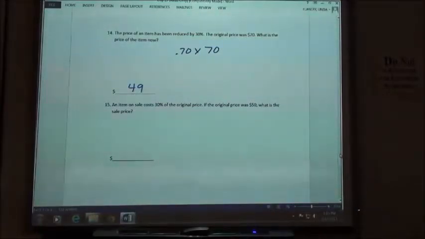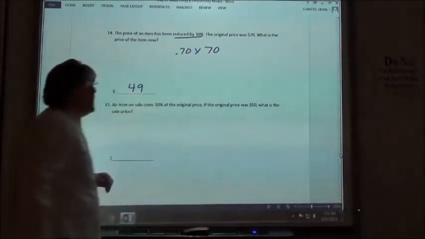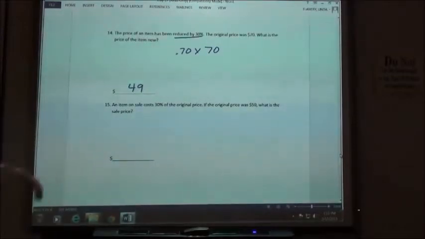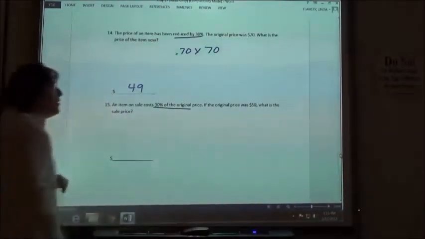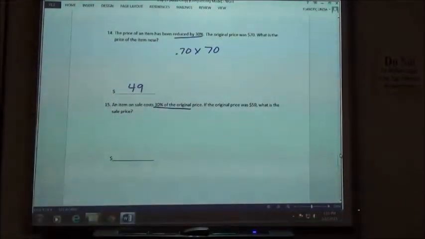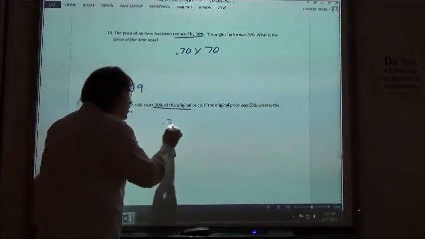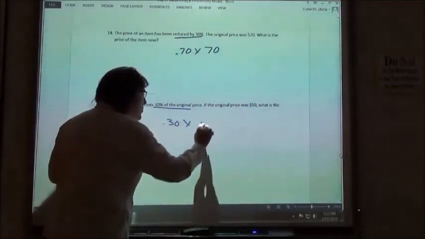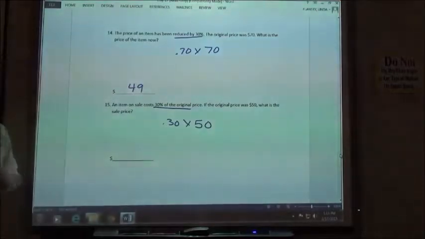Now, we get so used to having reduce, less, whatever. Be careful because sometimes it just says of the original price. And if it says of, that just means I'm using that number times the regular price. I don't have to subtract first, right? The 30% is not a discount. It's the percent I paid. So, an item on sale is 30% of the original price, which was $50.